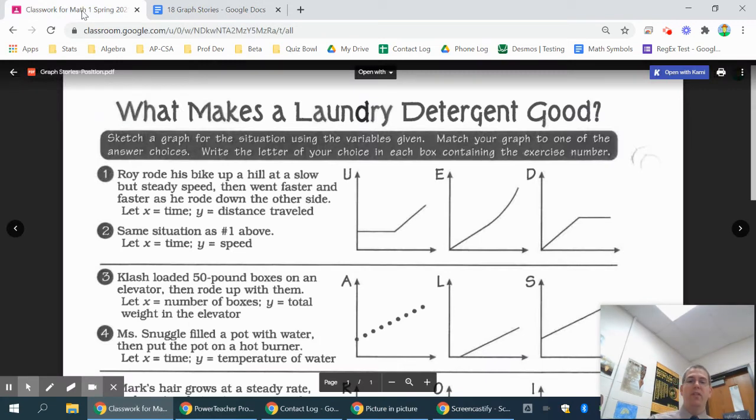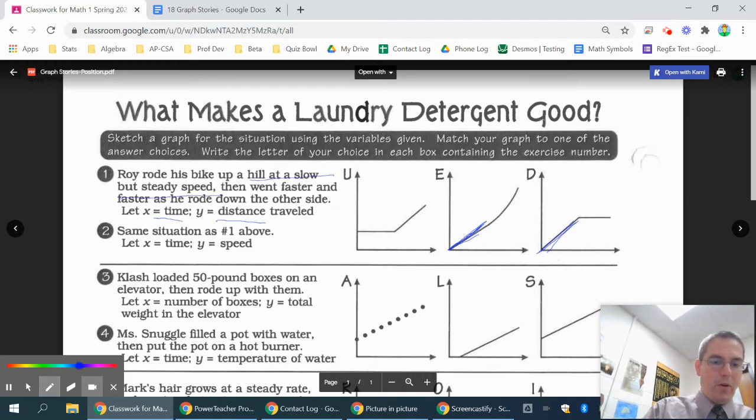So this is on the position worksheet, the one that is the graph stories position. On this one, what we need to do is read carefully. So Roy's riding his bike uphill at a slow but steady speed, but he gets faster as he goes down the other side. So this is time and this is distance. So if I have my time and my distance, basically it says he starts riding at a steady speed. So his distance traveled will increase. So you can see this one, the distance is increasing. So I like that. And this one, the distance is increasing. That both works for the slow but steady speed part.